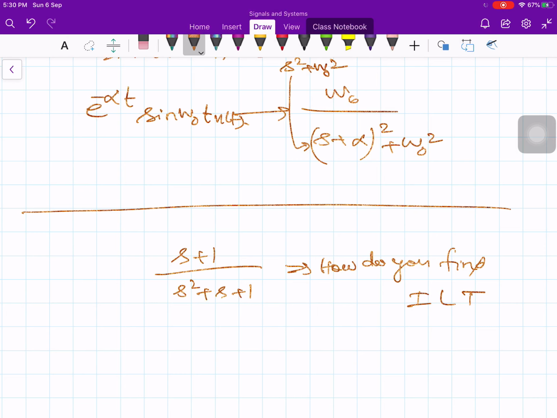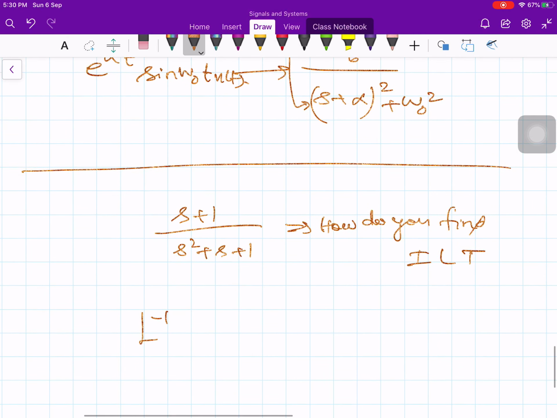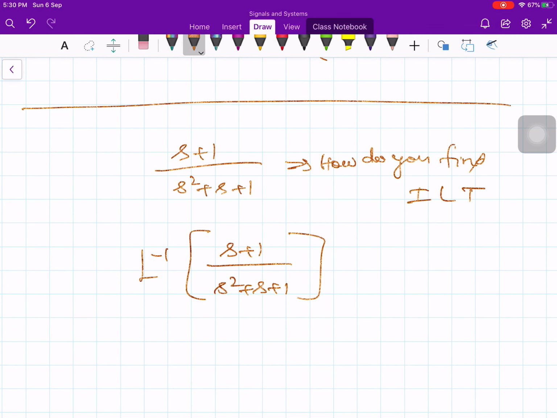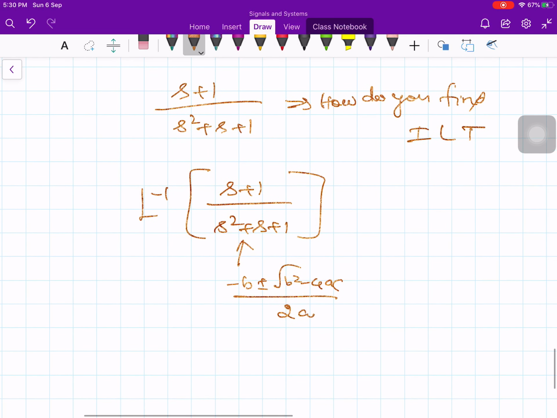So L inverse of s plus 1, very easily you can find this. Then see, the poles of this rational function, or the roots of the denominator polynomial, are complex. Minus b plus or minus square root of b squared minus 4ac divided by 2a, you can use this and find the roots of that denominator polynomial. So these are complex, and these poles are complex conjugates. So I can write these poles as s plus alpha the whole squared plus omega naught squared. In this form I can write.